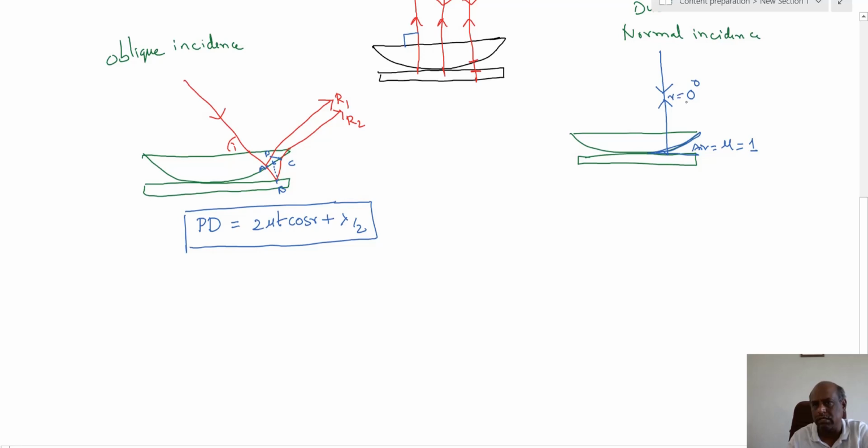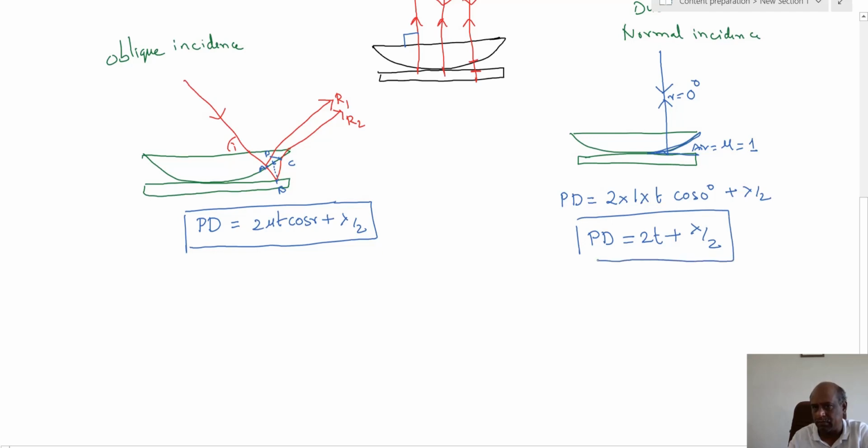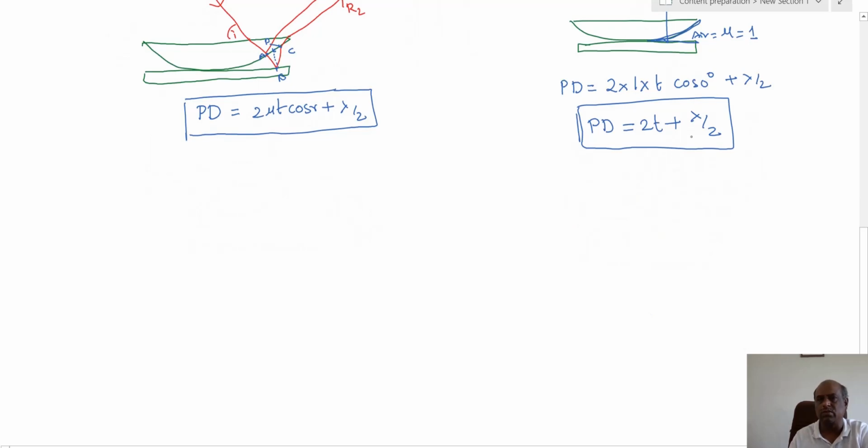What are the two conditions? r is equal to 0 degrees and mu is equal to 1. So what happens? Path difference is equal to 2 into 1 into t cos 0 degrees plus lambda by 2. So the path difference in the case of normal incidence is 2t plus lambda by 2, right? So the path difference we are going to get in the case of Newton's rings is 2t plus lambda by 2.